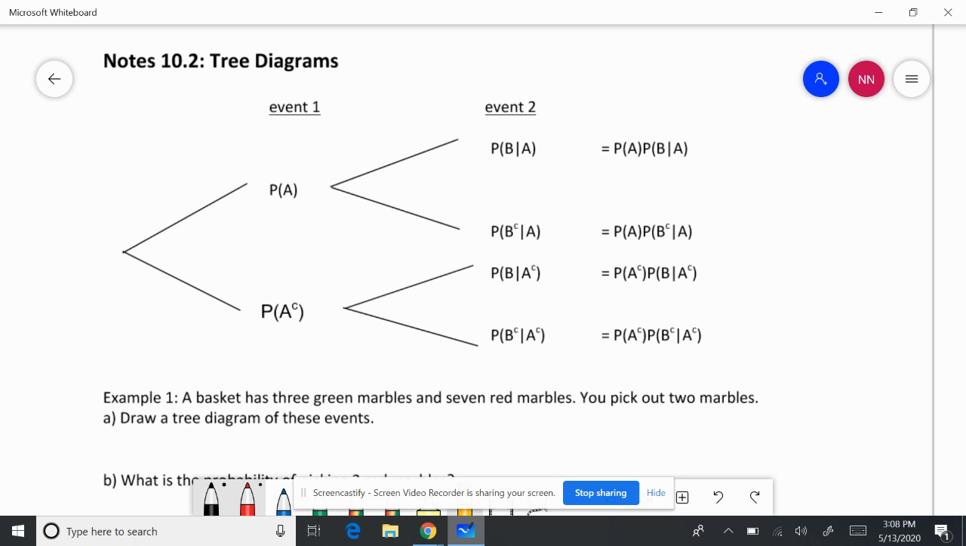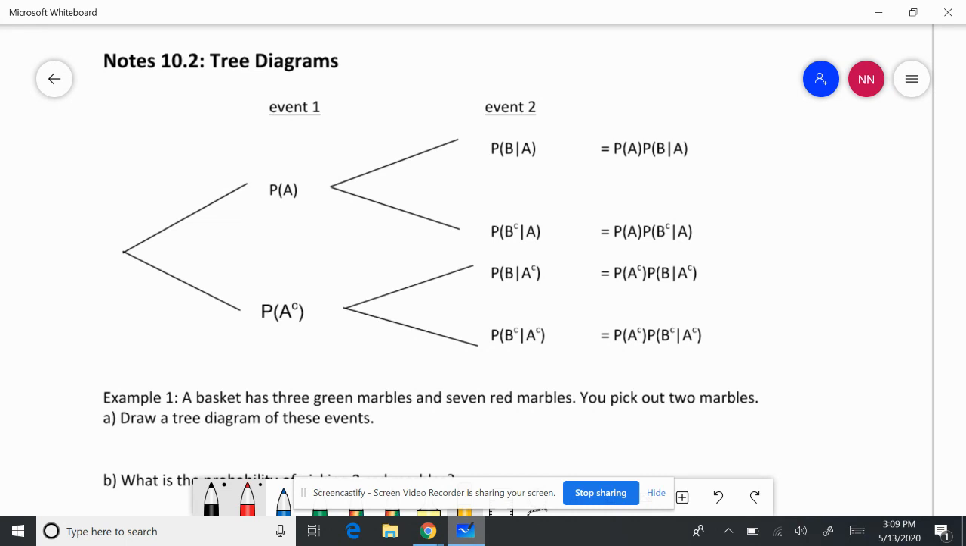We're going to look at some more probability. Today, what we're going to do is look at a probability modeling method, and this is called a tree diagram. There are a lot of different types of tree diagrams. We're going to look at a basic one.